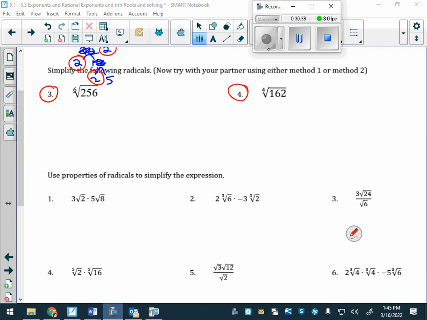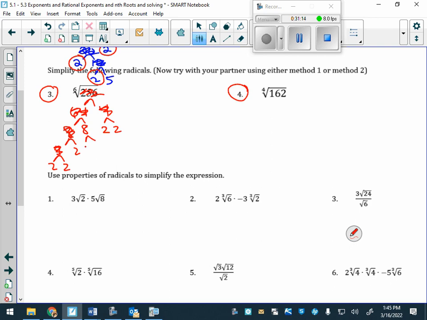Okay, for the 6th root of 256, what do we have? Taylor, what do you have? Okay. What are 2 factors of 256? 64 and 4. Then we keep going. Okay, so we have 2 and 2. All right, 8 and 8. I'm just going to keep going until I'm in all my prime numbers.